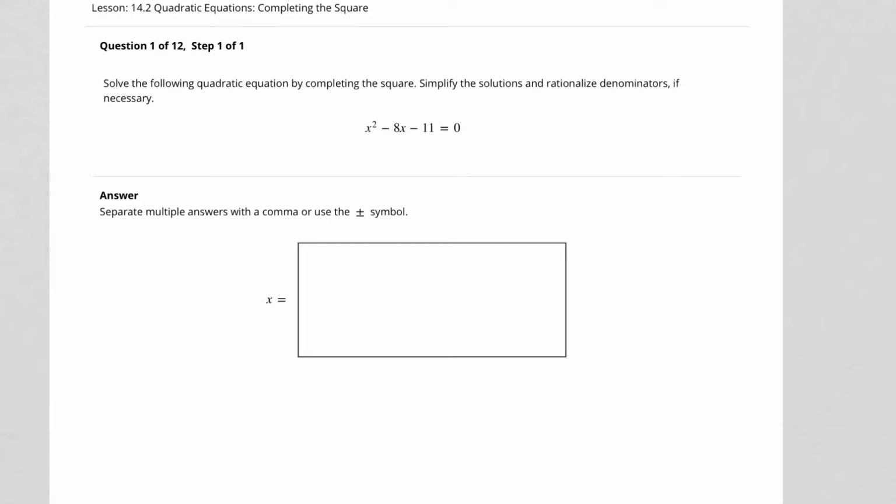Solve the following quadratic equation by completing the square. Simplify the solutions and rationalize denominators if necessary. x squared minus 8x minus 11 equals 0. I've copied that to a new screen so we have a little bit more space to work.